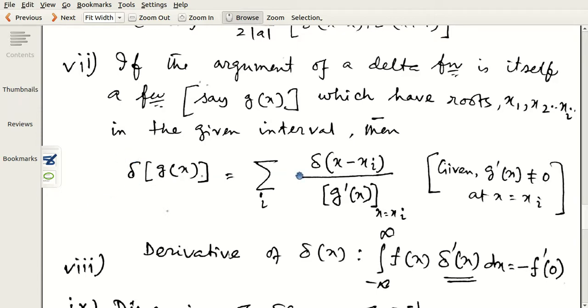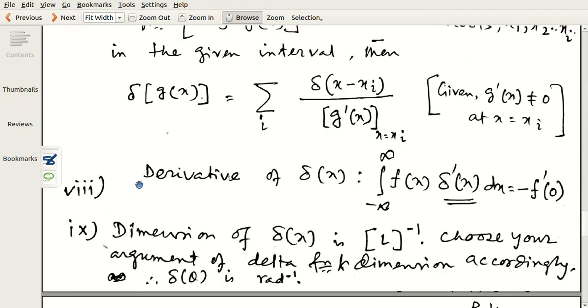The expression can be written in this fashion, where in the denominator we use the derivative of g, and x_i is the ith root of the g(x) equal to 0 equation. That means g(x) equals 0 for x equal to x_i, but g dashed, the first derivative, is not 0 at x equal to x_i. If the first derivative is 0, you cannot expand it, you cannot write it.